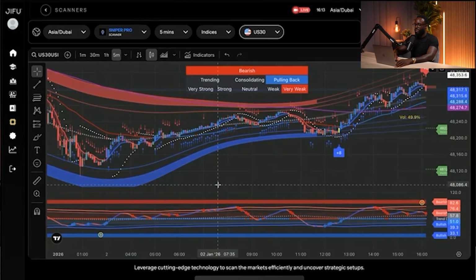So first up, we have Sniper Pro. All we're looking for are three simple confirmations. Number one, we want to know if the market is bullish or bearish. It would show us right here at the top.